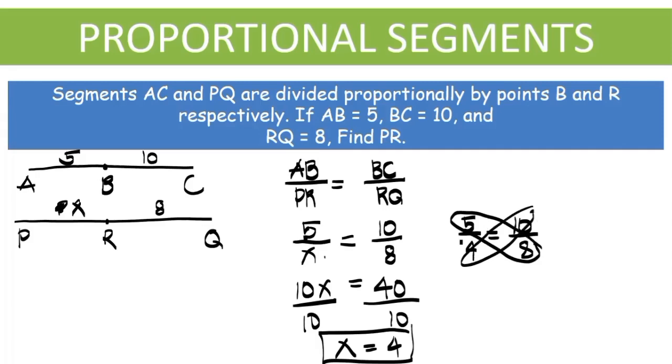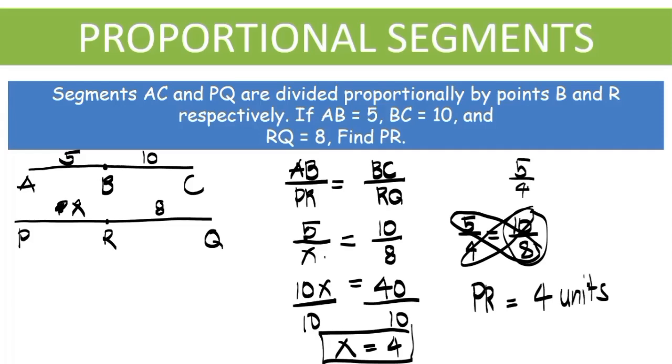Now, if you replace X with 4, you'll find that their cross products are equal. And at the same time, if you reduce 10 over 8, it is also equal to 5 over 4. Remember that when we say proportion, it is the equality of two ratios. 5/4 equals 5 over 4. Therefore, these are really proportional segments. And the value of X, and the answer to the problem, which is PR, is equal to 4 units.